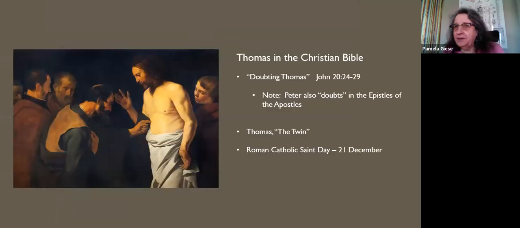Now, what do we know of Thomas from the Christian Bible? It's interesting that while Thomas is listed in all four of the Gospels, he's only really mentioned separately in the Gospel of John. And there we have the story of the doubting Thomas.